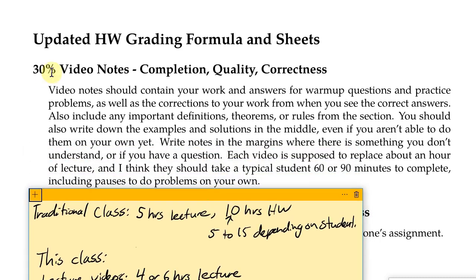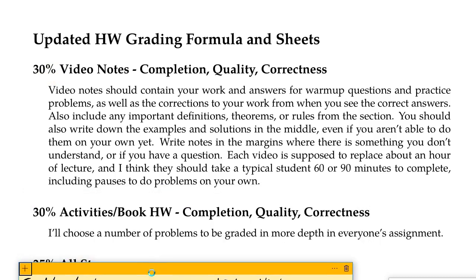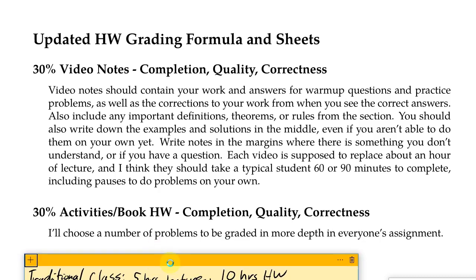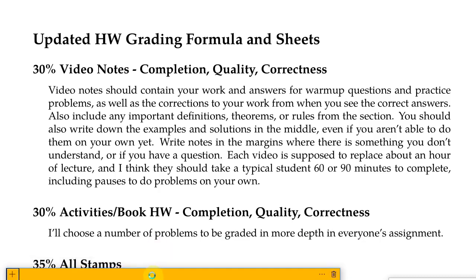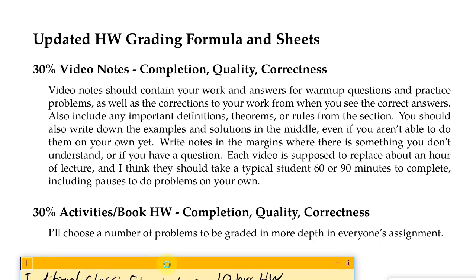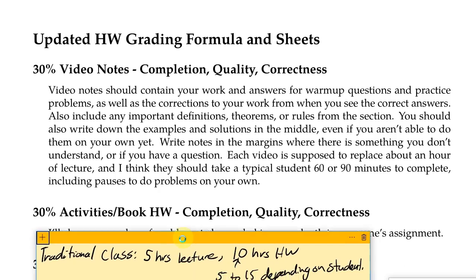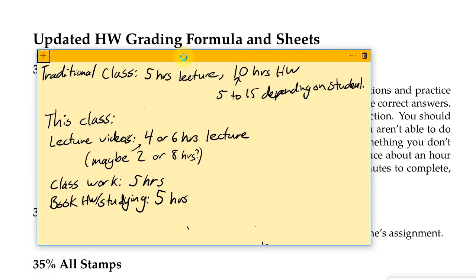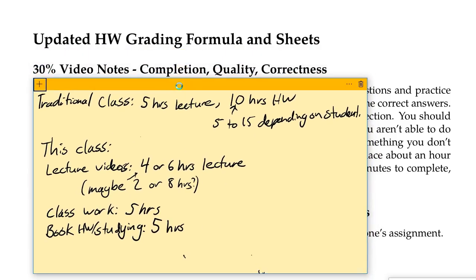So I'm going to pass this out on Tuesday, but I'm updating the way we do homework. I'm not changing anything very drastically here. This is just a formula, but I do want to mention my expectations for what you should be doing, especially with the video notes.